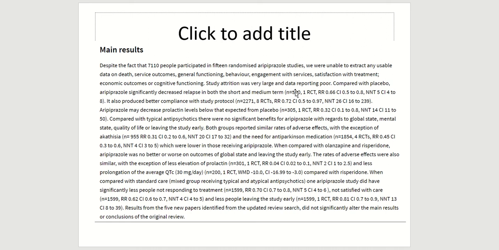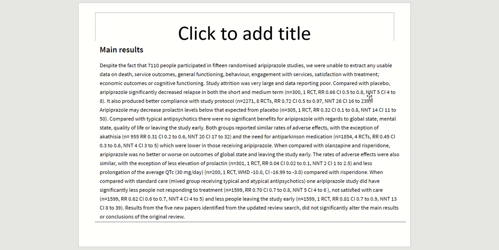So here you have n equal 300 in one RCT. The relative risk is 0.66. So if I want to interpret this relative risk, I would say that treatment reduces the risk by 34%. That's the 1 minus the 0.66. The confidence interval for that relative risk is 0.5 to 0.8. It does not cross 1, and therefore it's statistically significant. Meaning the actual relative risk in the population is somewhere between 0.5 and 0.8.